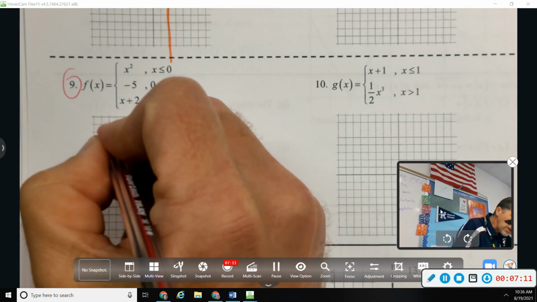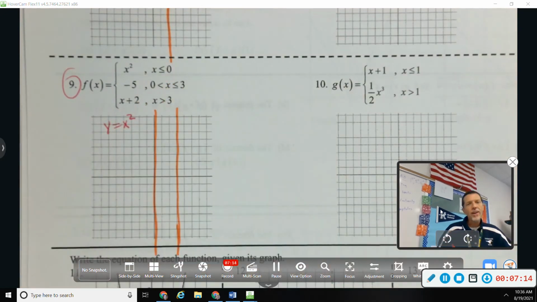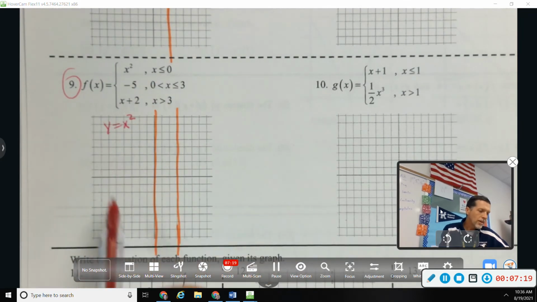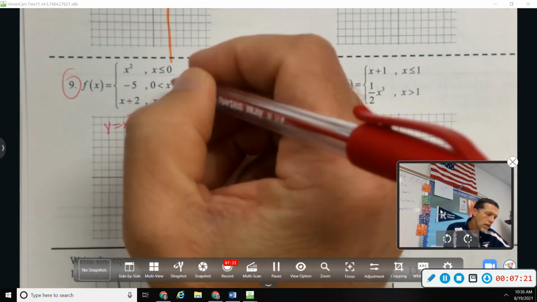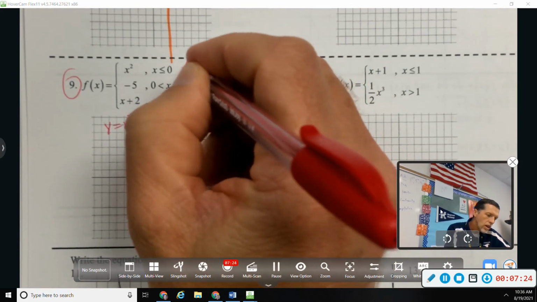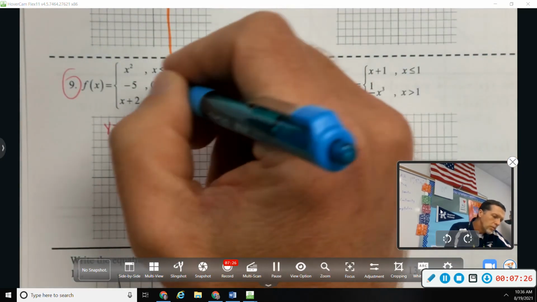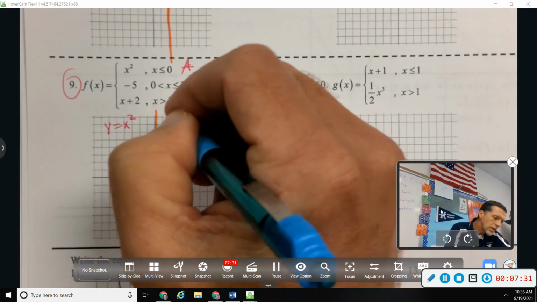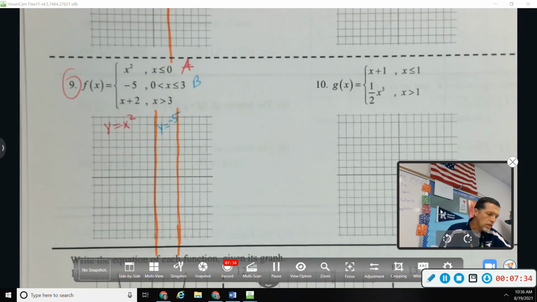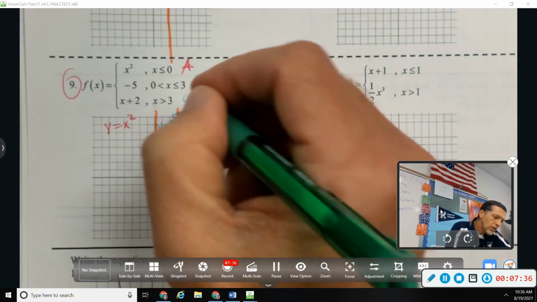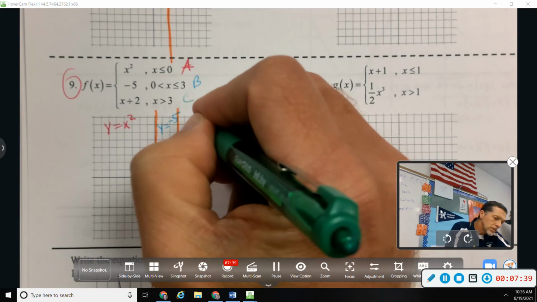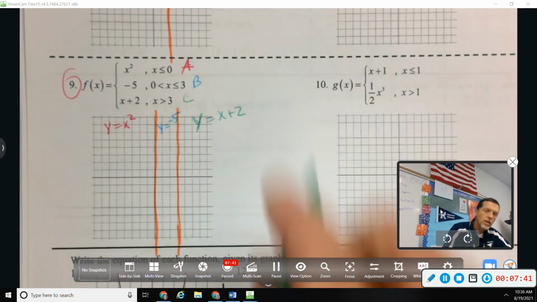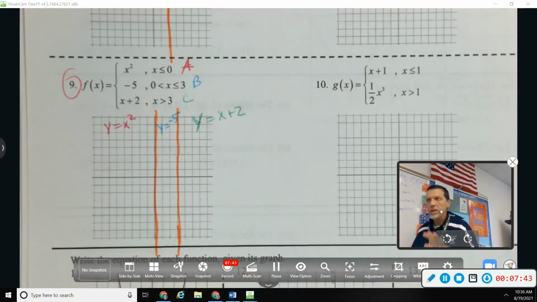Again, I like to label them on the graph to make sure I put the right graph in the right spot. When x is less than 0, I want to graph y equals x squared. When we're at 0 to 3, we'll graph y equals negative 5. That should be an easy one to graph. And then when x is greater than 3, we'll graph y equals x plus 2. So 3 neighborhoods, 3 different graphs, no overlaps. Everyone has to stay in their own neighborhood.